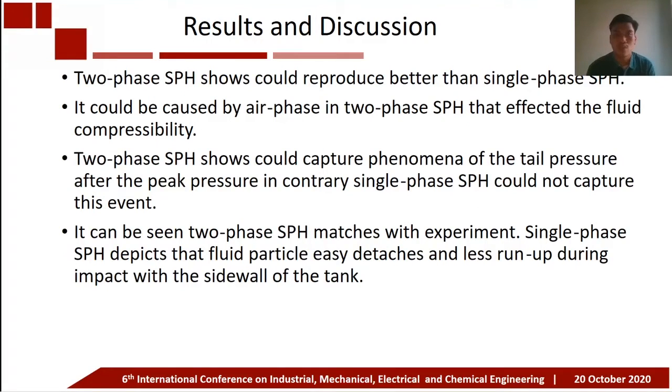Two-phase SPH could reproduce better than single-phase SPH. It could be because the air phase in two-phase SPH affects the fluid compressibility. Two-phase SPH could capture the phenomenon of the tail pressure after the peak pressure. In contrast, single-phase SPH could not capture this event. It can be seen that two-phase SPH matched the experiment.